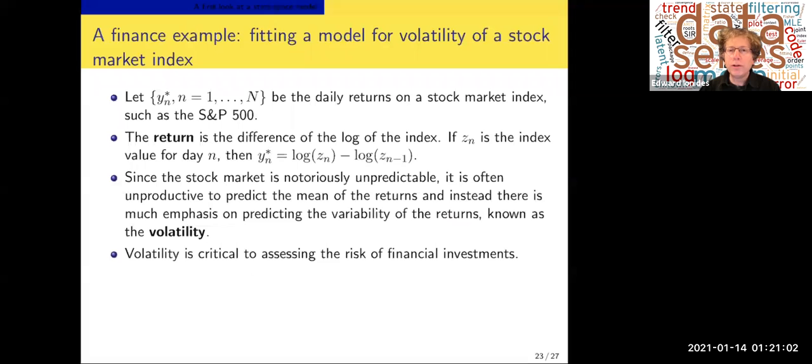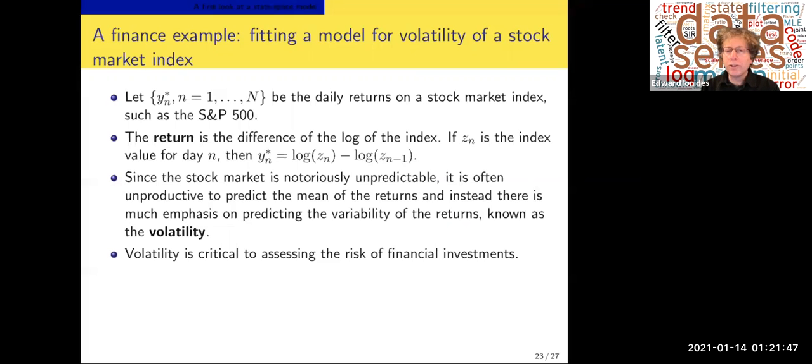Here's just one example from finance: fitting a model of volatility for a stock market index. Suppose our data are the daily returns on the stock market index, in this case the Standard & Poor 500 index. What's a return? The return is the technical term for the difference of the log of the index. So if Zn is the actual raw S&P 500 index for day n, then Yn star is log Zn minus log Zn minus 1.